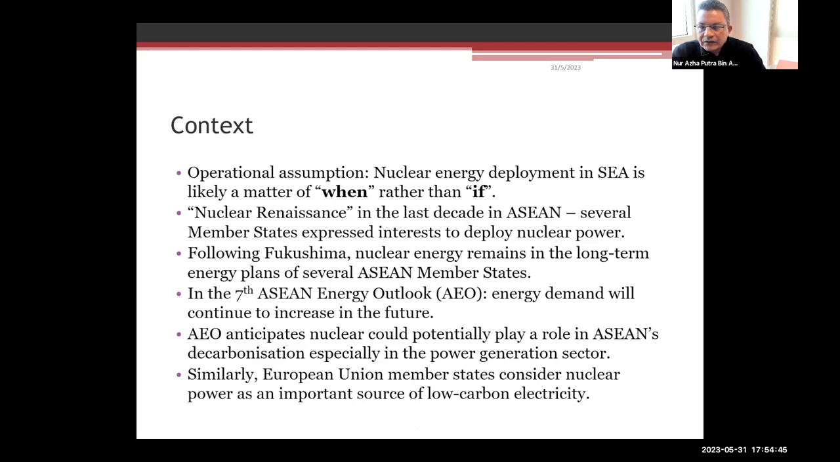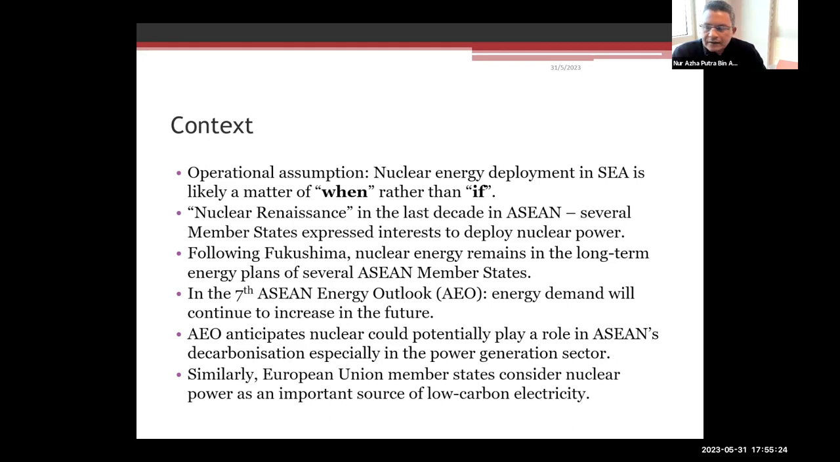At the back of the nuclear renaissance in the last decade in the region, several member states have expressed interest to deploy nuclear power, following Fukushima. And nuclear energy remains in the long-term plans of the ASEAN member states, even though we see that there was a lack of interest in some parts of the world. And in the recent 7th ASEAN energy outlook, energy demand will continue to increase in the future, which also paves the way for potential utilization of nuclear.